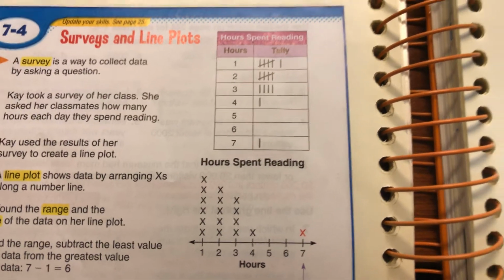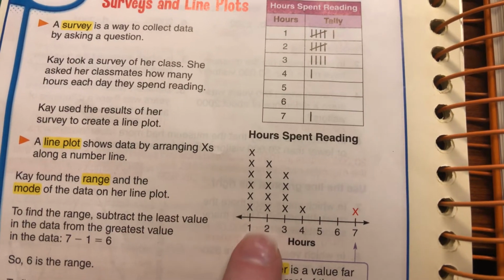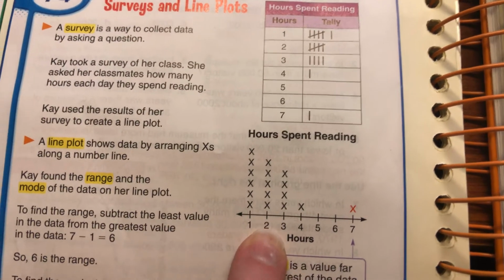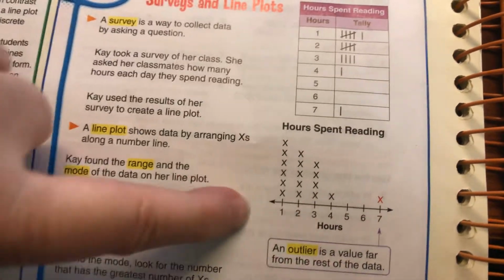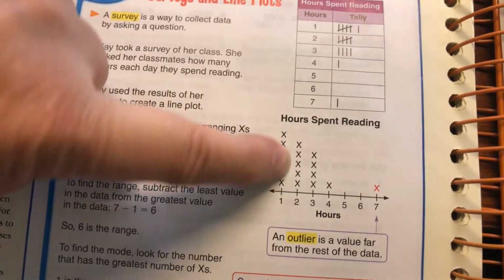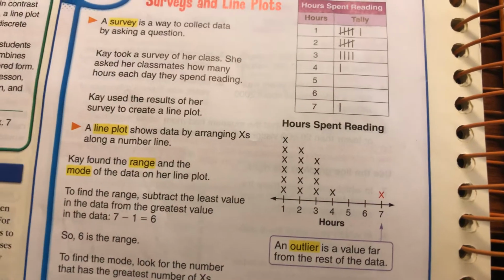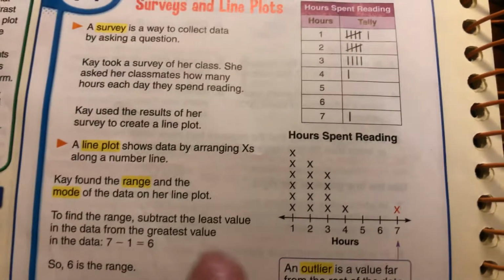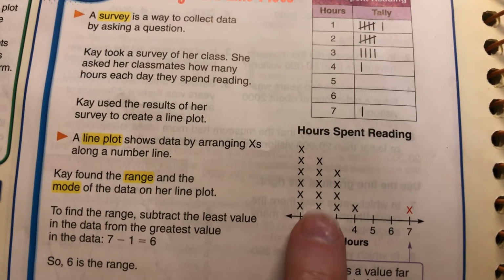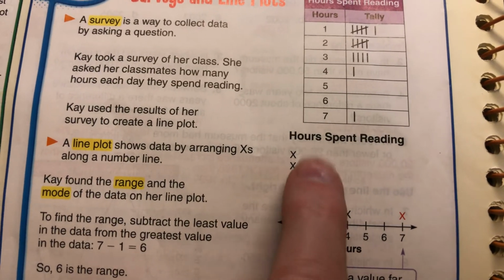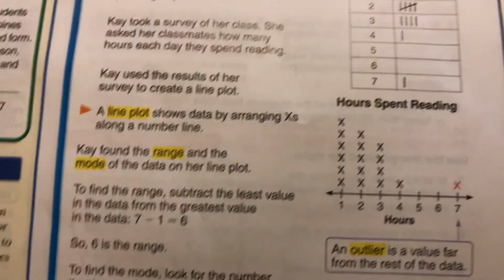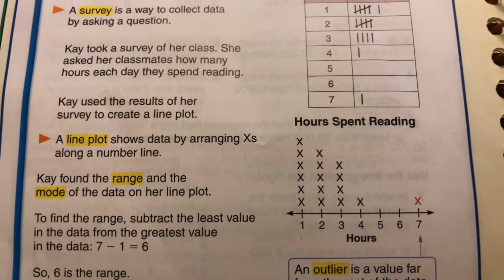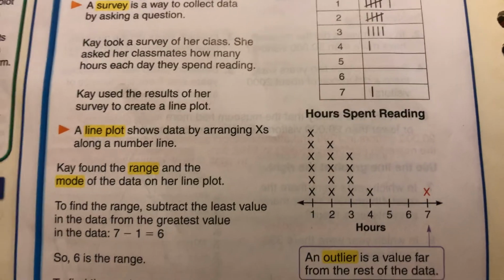So now you have to look at your 2-hour number. How many students, using this, how many students read for 2 hours each day? Well, all you do is count up your X's. So 1, 2, 3, 4, 5. So the answer to number 1 is 5 students read 2 hours per day.